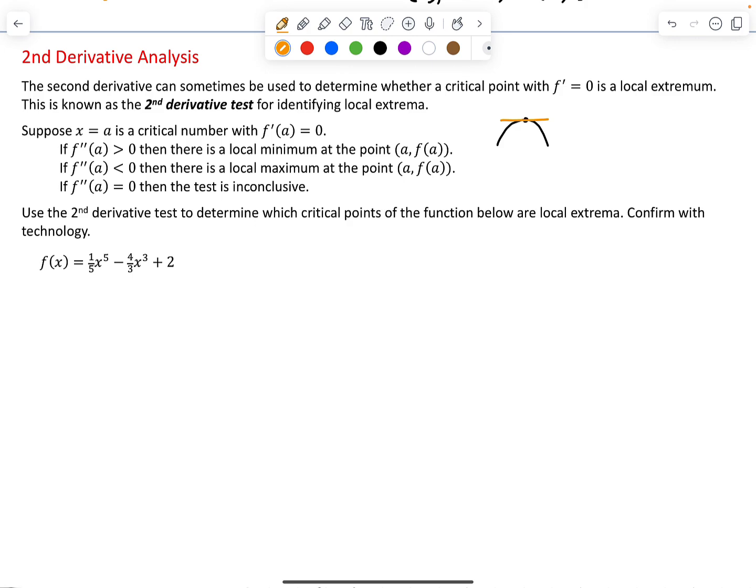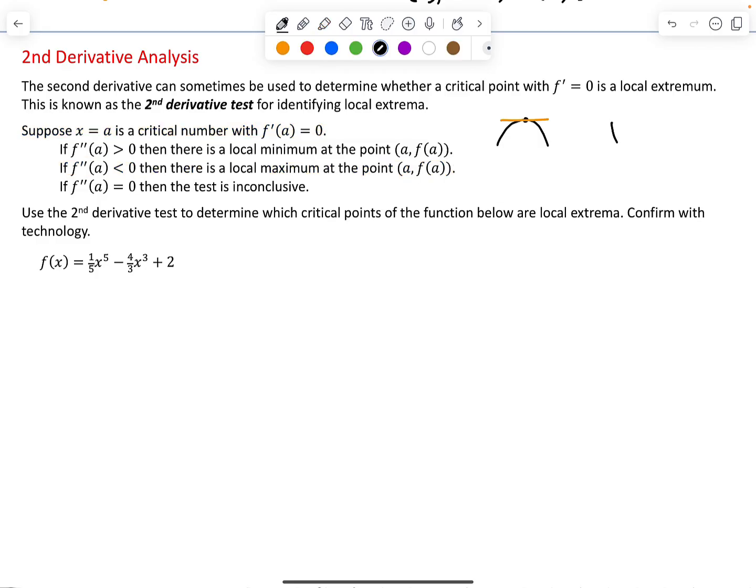So if you have a flat spot on a curve and the second derivative is negative, meaning concave down, this would imply that there's a local max. Thus, suppose we have x equals a is a critical number with f prime of a equaling 0. So this is a type 1 critical number, a flat spot in the graph. If the second derivative at this value is negative, then there is a local max at this point.